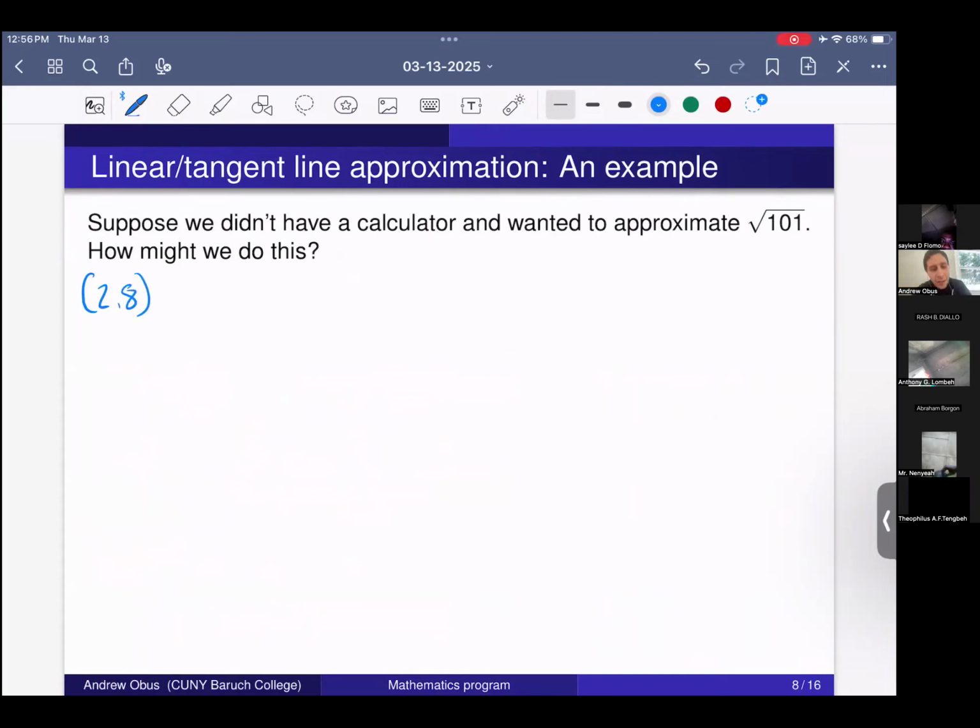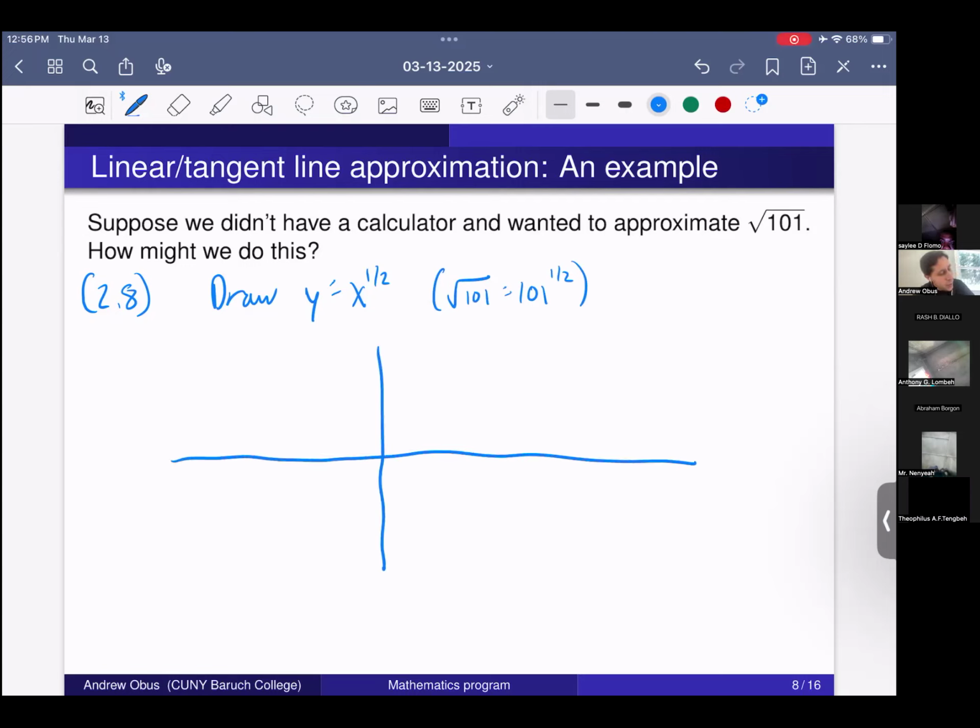Let's say we didn't have a calculator and we wanted to approximate the square root of 101. How might we do this? One thing I could do is try to draw the graph of y equals x to the 1/2, and know that the square root of 101 is equal to 101 to the 1/2. If I draw the graph of y equals x to the 1/2, it looks something like this.